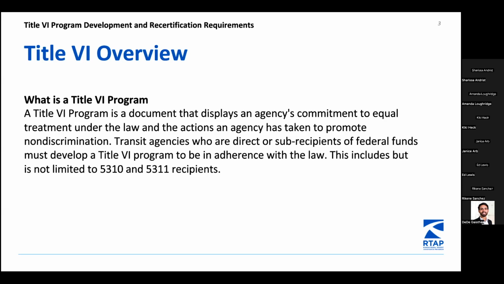To avoid a situation like this altogether and demonstrate voluntary compliance, an agency receiving federal funding, such as rural transit agencies in Kansas, must develop and adhere to a Title VI program.